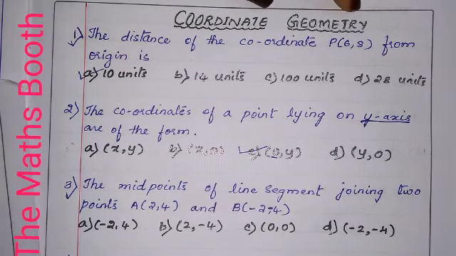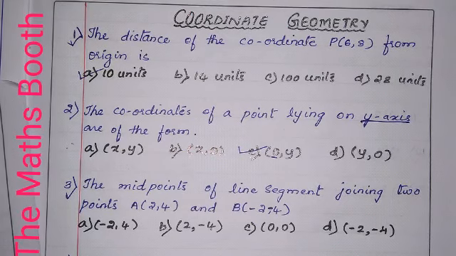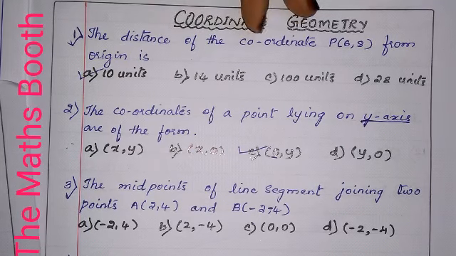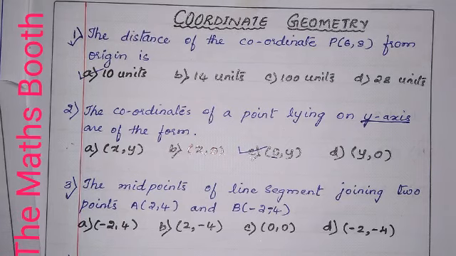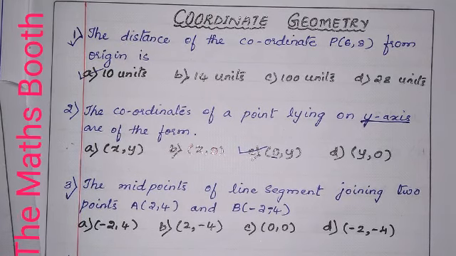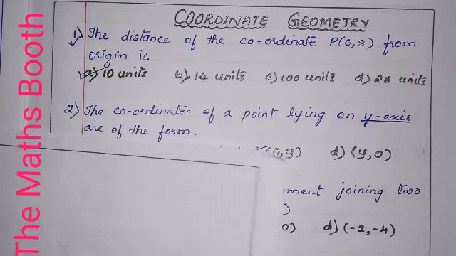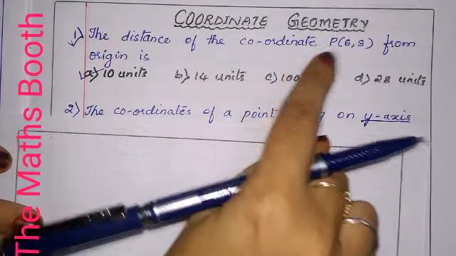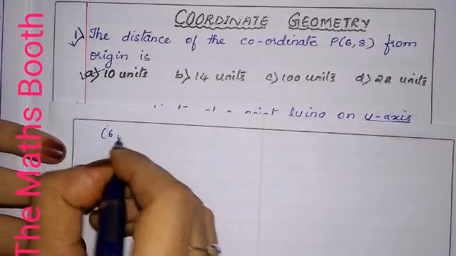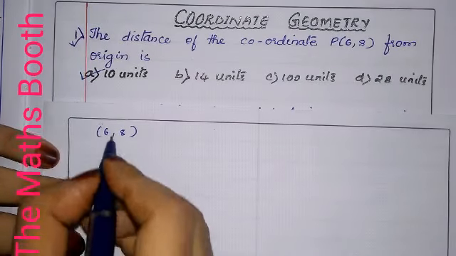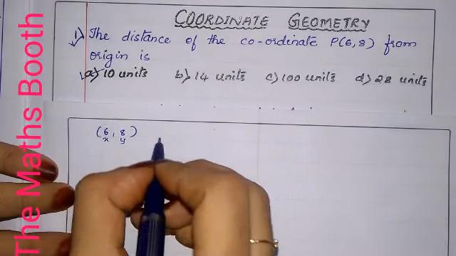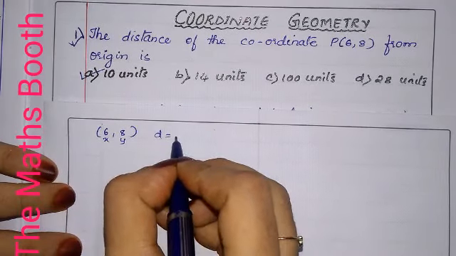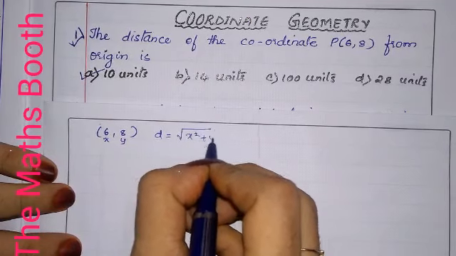To solve these problems, the first thing is we have to be very perfect in formulas: the distance between point and origin, distance between 2 points, midpoint formula, distance formula, section formula, area of triangle formula. All formulas we should know. So here the first question is the distance of the point 6, 8, and let us consider this is x and this is y. The formula to find the distance between the point and origin is root of x square plus y square.